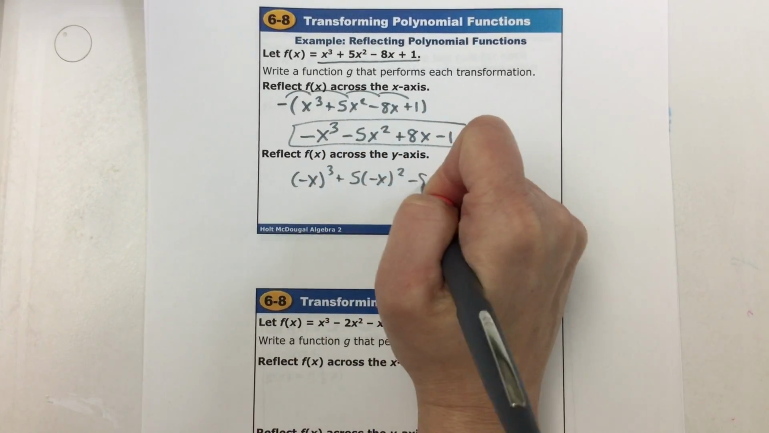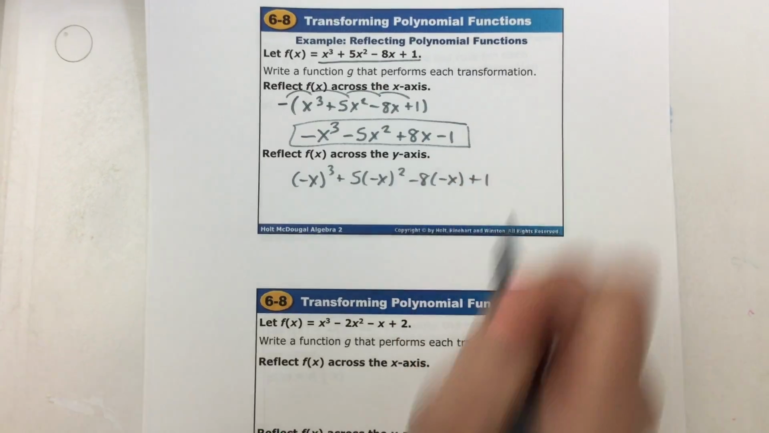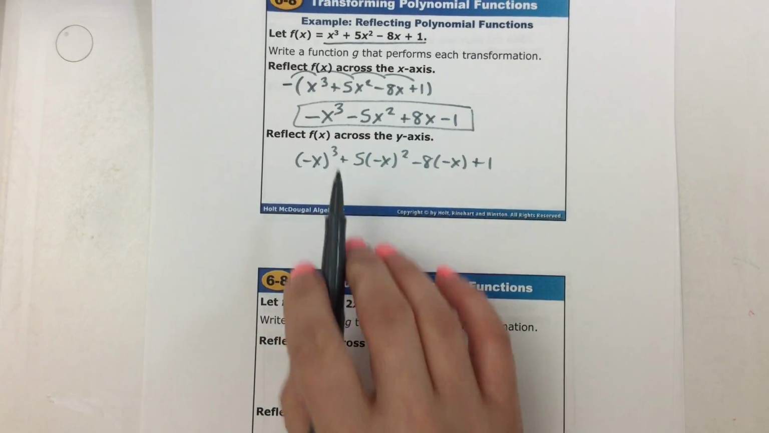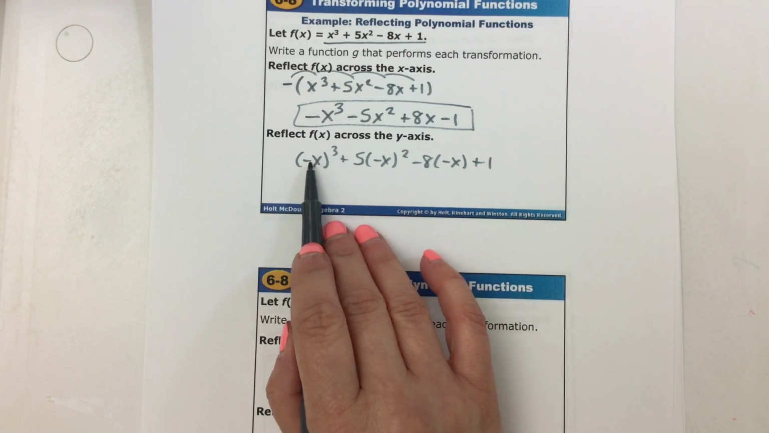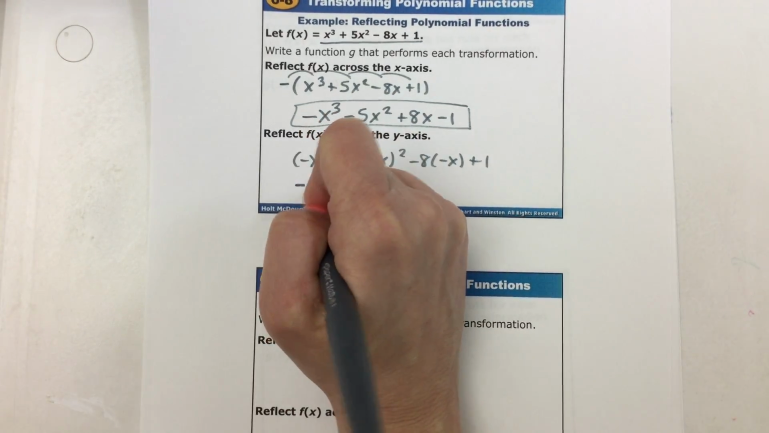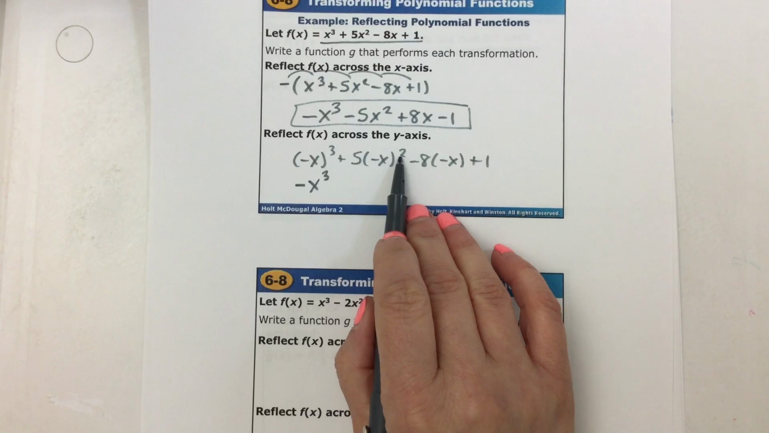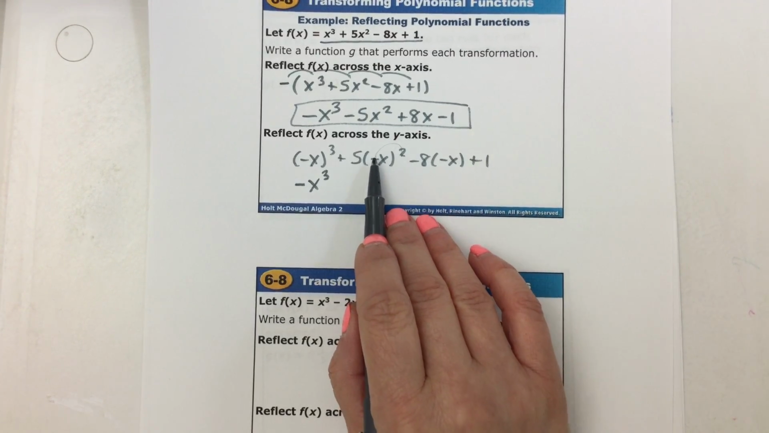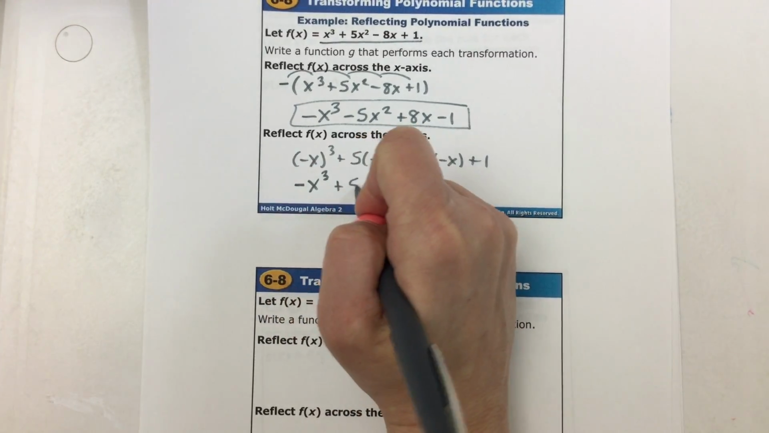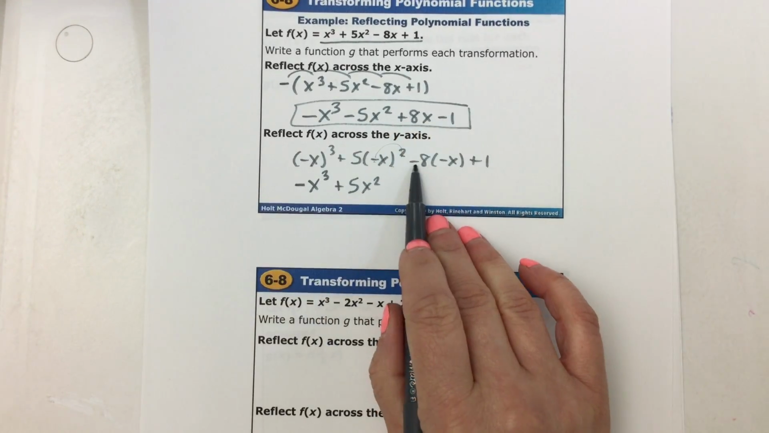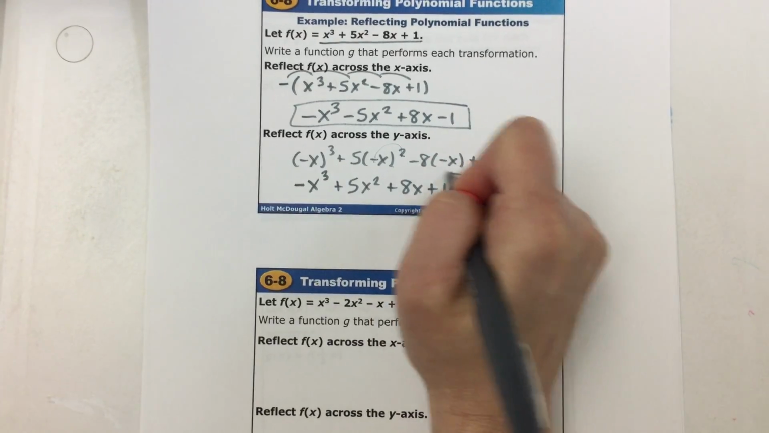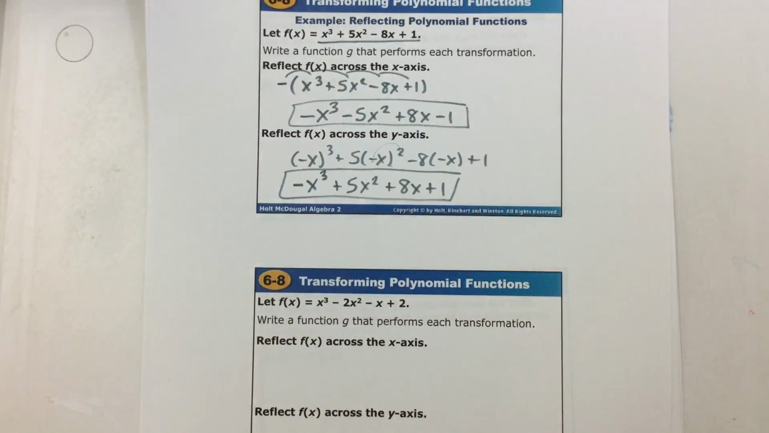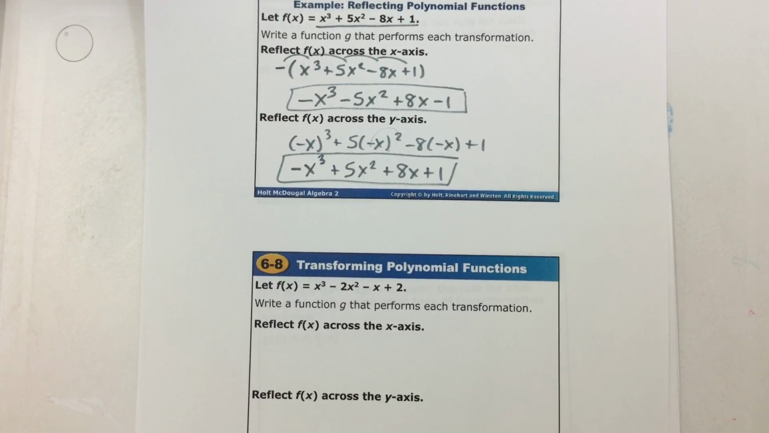If you are reflecting across the y-axis, I take every single x in the problem and I have to change it to a negative. Now we have to figure out, using our exponents, this negative will occur 3 times. So negative times a negative would be a positive, but the third negative would make this a negative x cubed. When I put the exponent here, negative times a negative, this will remain a positive 5x squared. Negative 8 times negative x is a positive 8x plus 1. Here's what the equation would look like if you flipped it side by side over the y-axis.